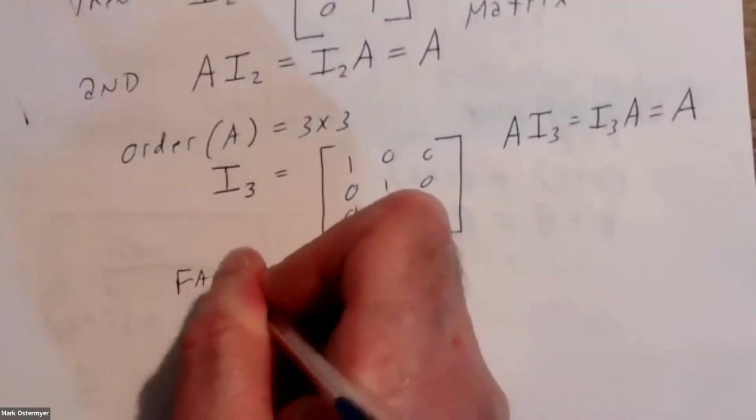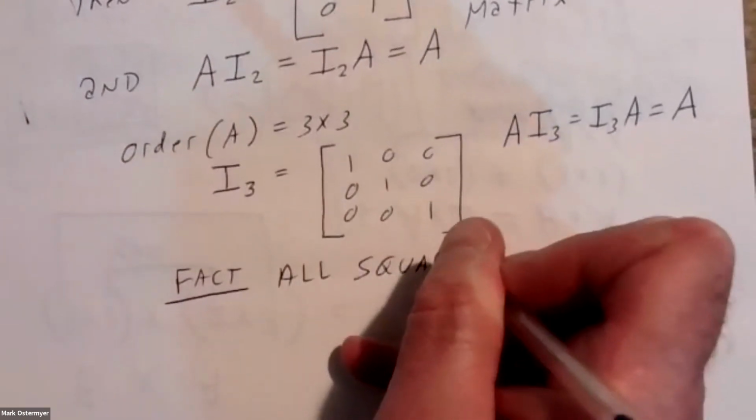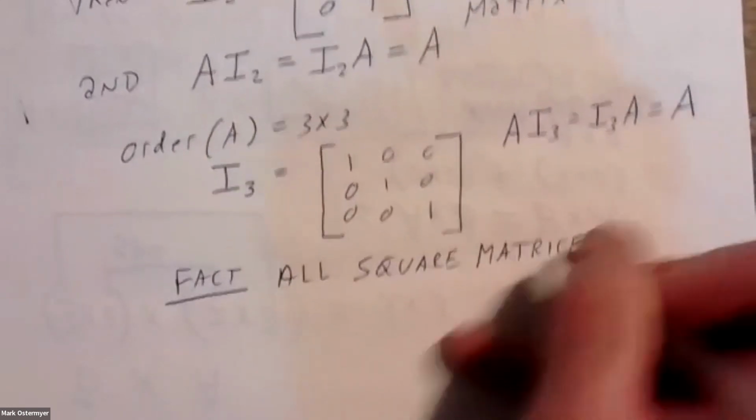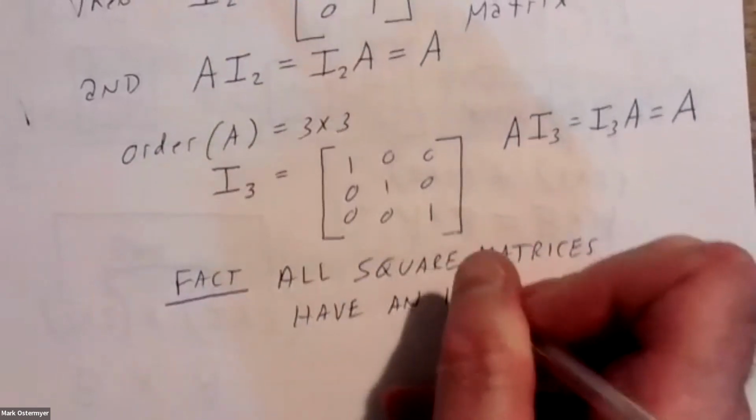This is a well-known fact. All square matrices have an identity matrix.